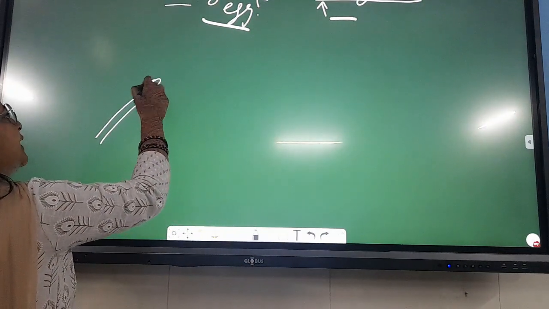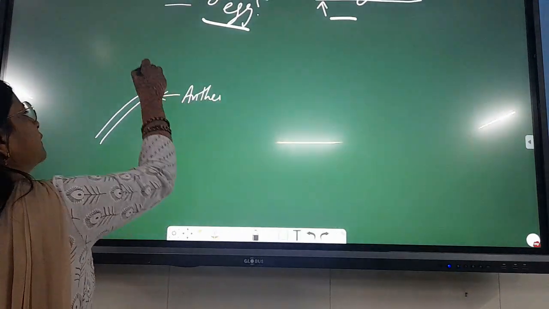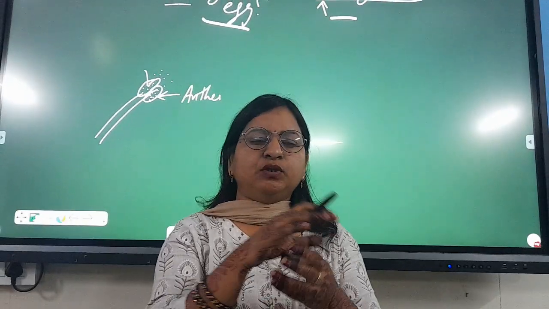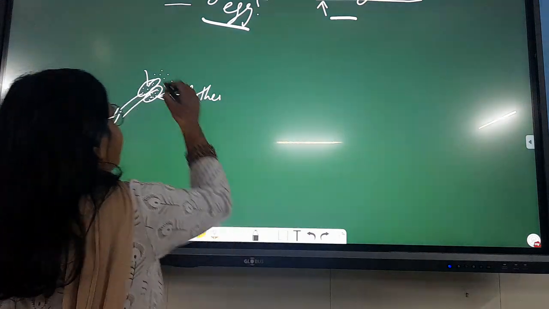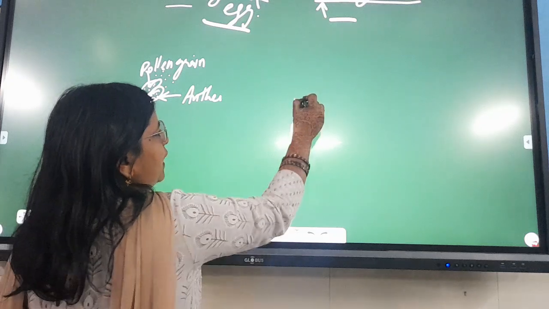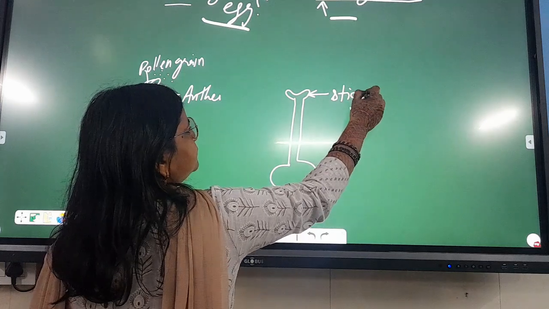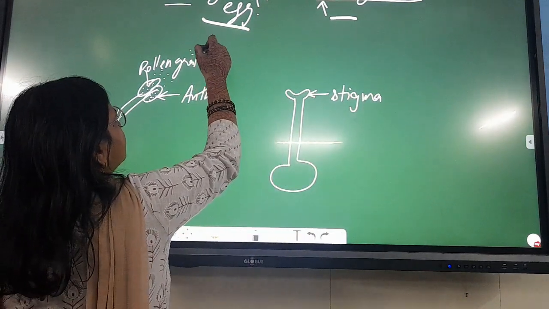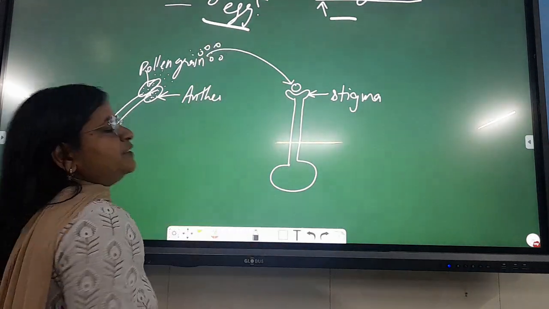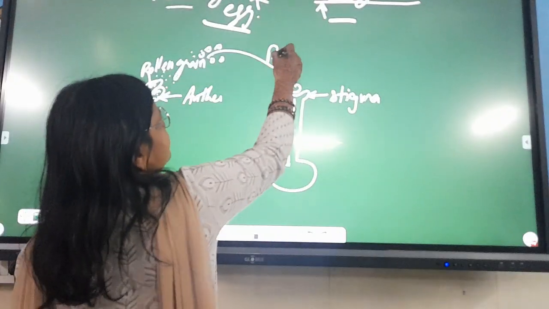As we know, the anther has a large number of pollen grains. When it is completely filled and mature, it bursts and the pollen grains spread all over the anther. These pollen grains are transferred to the female part, that is the stigma. They are transferred from the anther to the stigma. This process is called pollination.